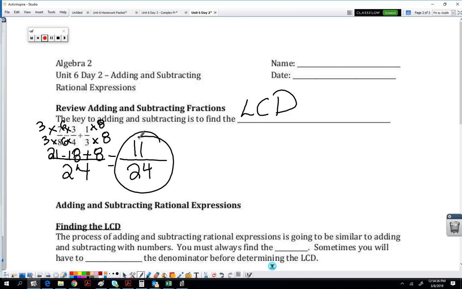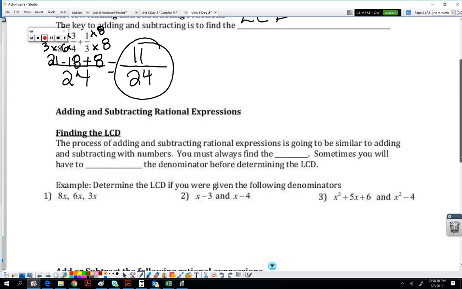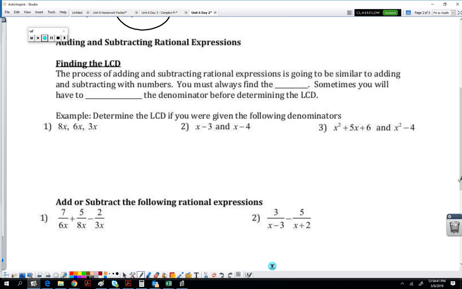All right, so we're going to extend that a little bit further to fractions with rational expressions. So we're just going to practice finding the LCD, so it's going to be very similar. Now, when you add or subtract fractions, you need to find the LCD, and sometimes you will have to factor.